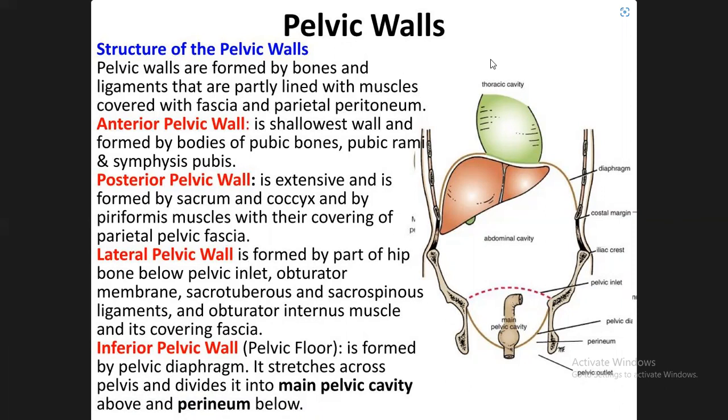Then on the lateral pelvic wall, you find the hip bone below the pelvic inlet. Then you also expect to find the obturator membrane, the sacrotuberous and sacrospinous ligaments. Then you also expect to find the obturator internus muscle and its covering fascia. Right. The pelvic floor has the pelvic diaphragm, which is made up of the levator ani and the coccygeus muscles, and their covering fascia. And it separates or divides the cavity into the main pelvic cavity above and the perineum below.